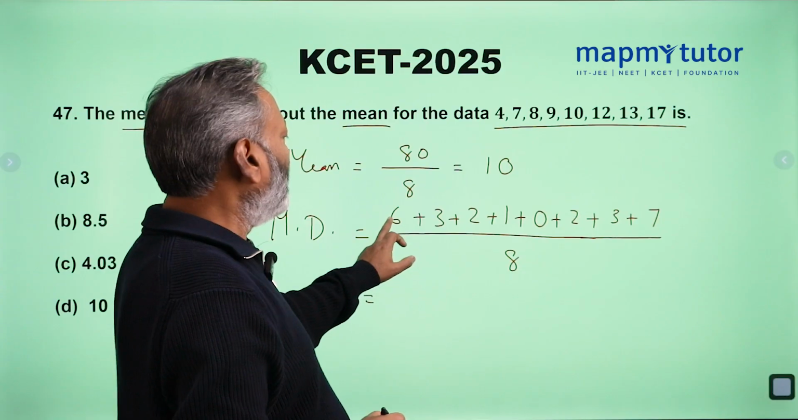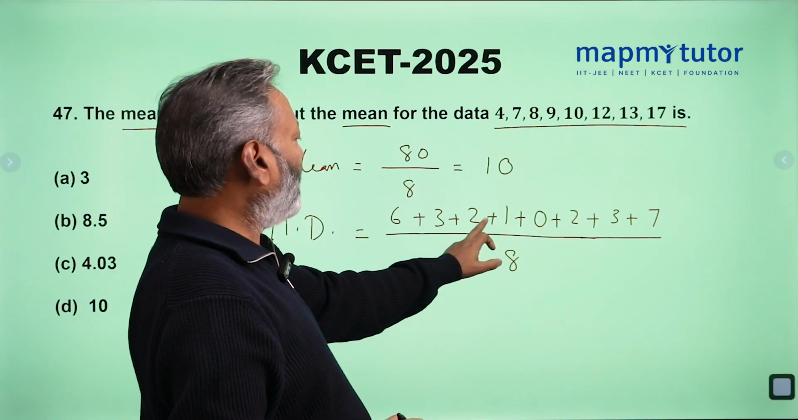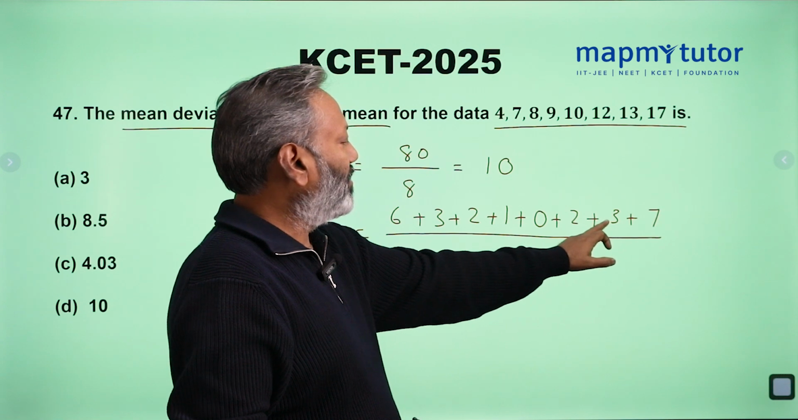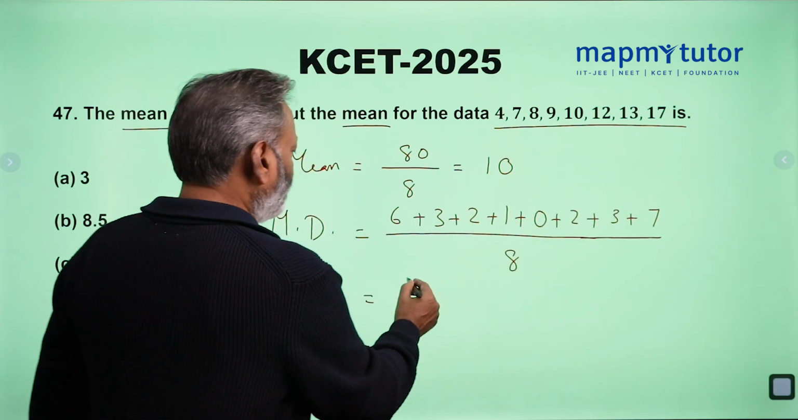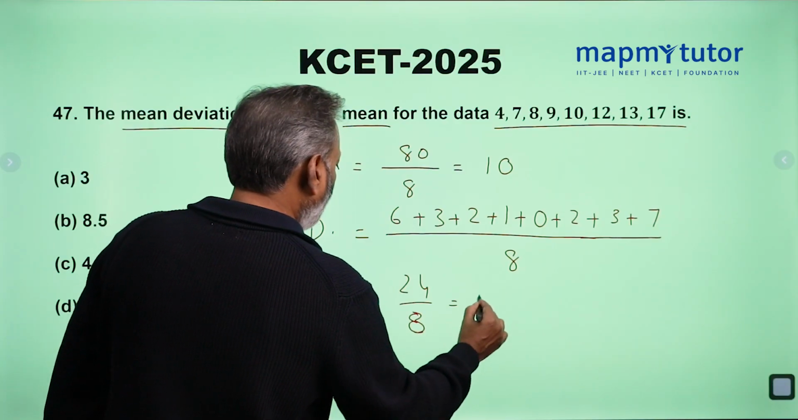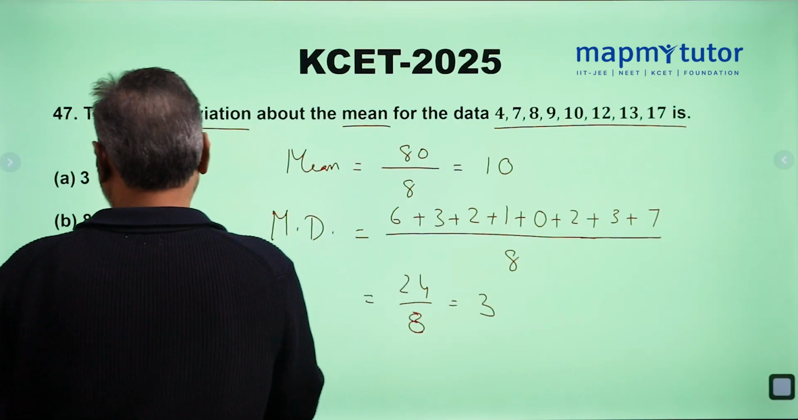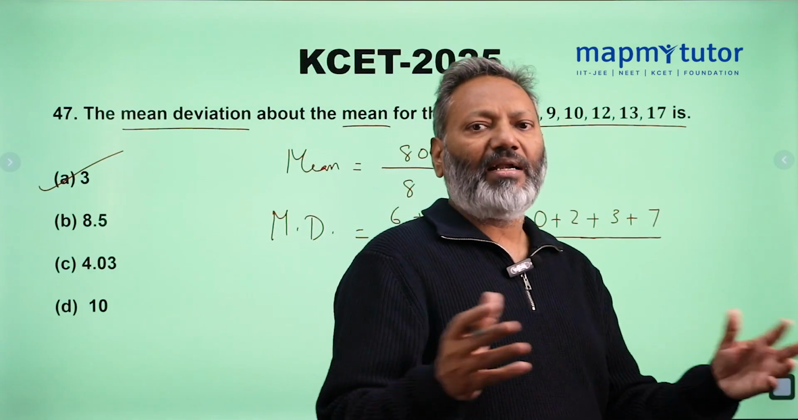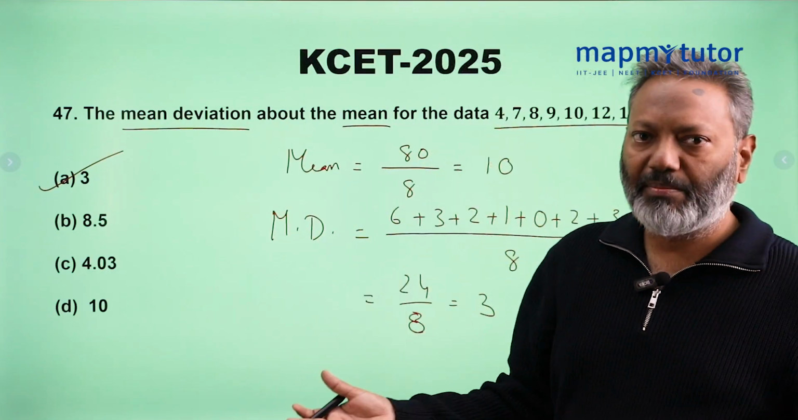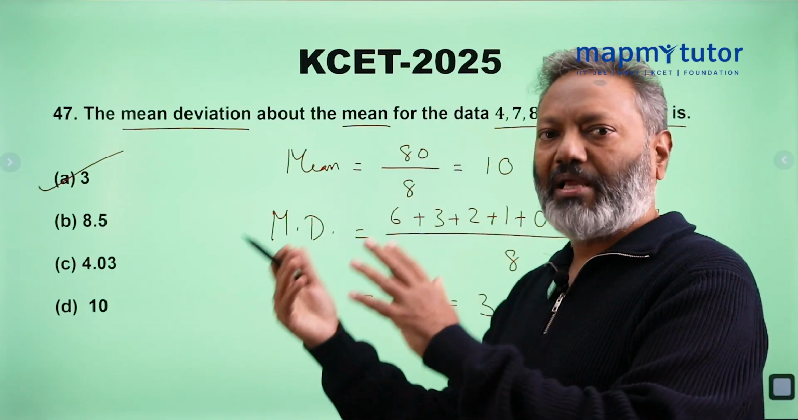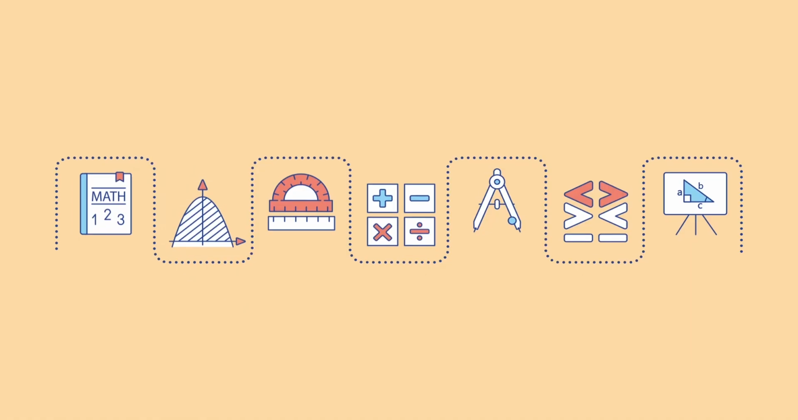So come and add them again. 9 plus 2, 11 plus 1, 12, 14, 17, 24. 24 by 8 is 3. Where is it? Option A. Easy question. Okay, just some raw data is given and you have to calculate the mean first, and then from the mean, or about the mean, we have to calculate the mean deviation.